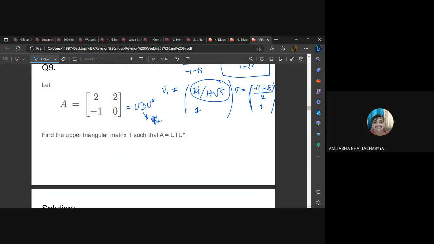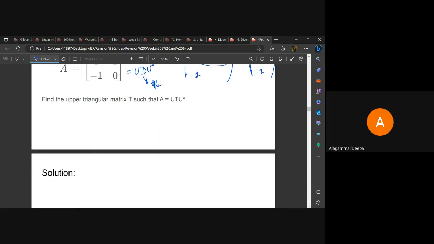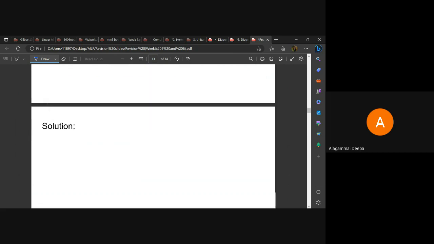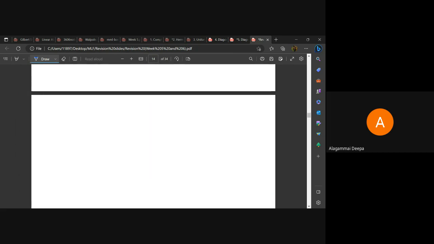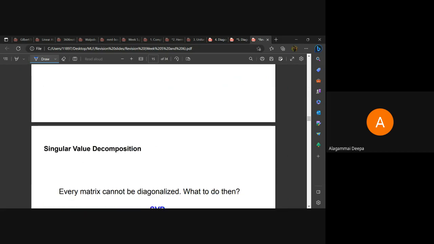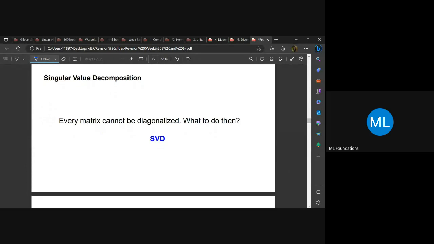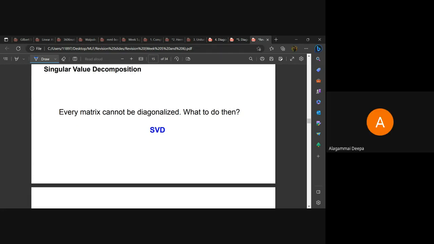Ma'am, to check for unitary matrix, either the matrix magnitude should be 1 or... There are two properties. It should be orthonormal or it should be only orthogonal, ma'am. Unitary matrix, it should be orthonormal. The vectors should be orthonormal, like the dot product should be 0 and the length should be 1. Okay, ma'am. Now let's come back to SVD.